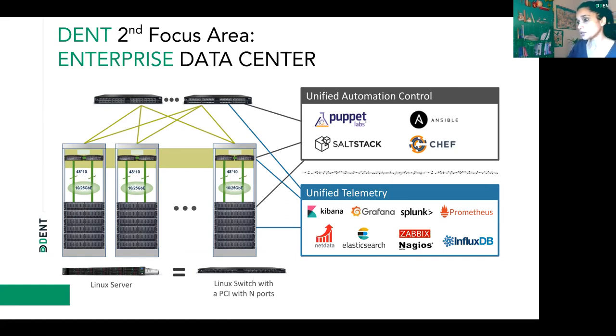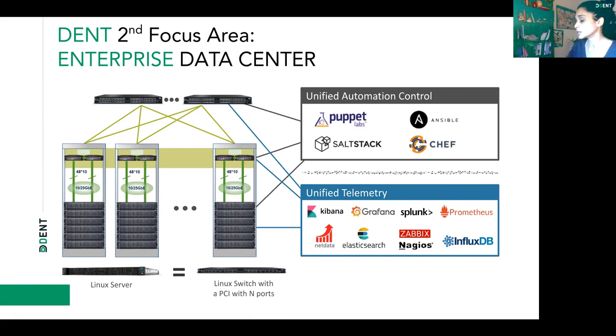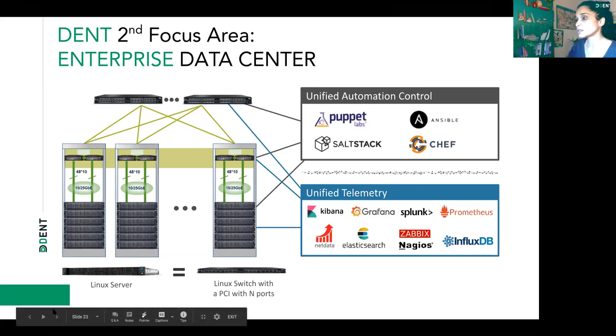And the picture actually shows you that the Linux switch is nothing but, again, the ASIC shows up as a PCI device with N ports. That's how the switchdev infrastructure enumerates the system for you. And on the telemetry side, again, since it's an open box, open Linux API, many of these existing open telemetry solutions just work. And you can have a common infrastructure between your server and network fabric. Next.